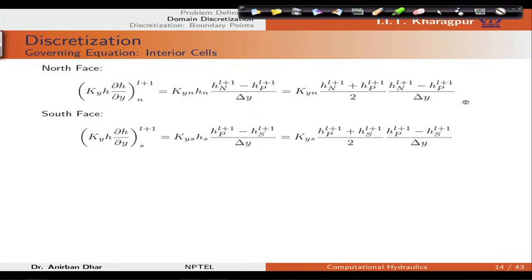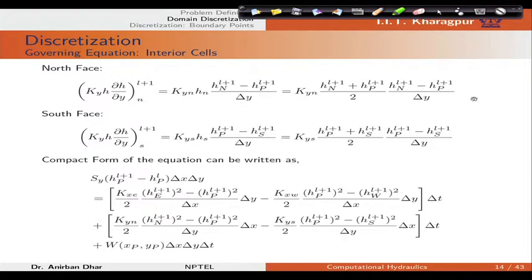So, with this we can further simplify our compact form of the equation. On the right hand side, interestingly we are getting these square terms: h E minus h P square, h P minus h W square, h N, h P, h S, all square terms. So, this is one nonlinear equation.